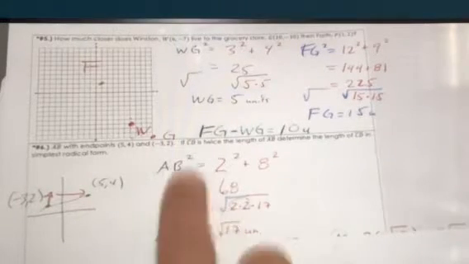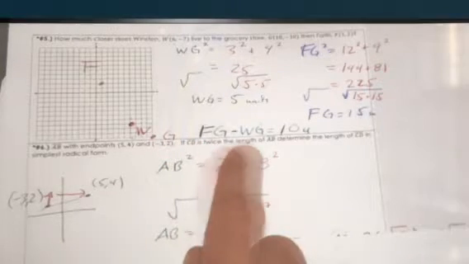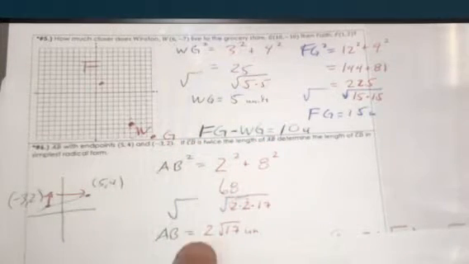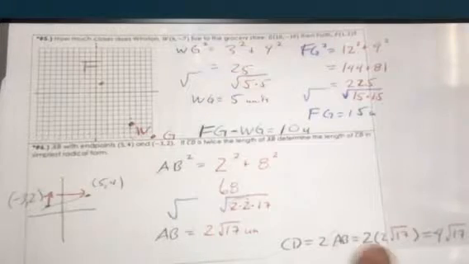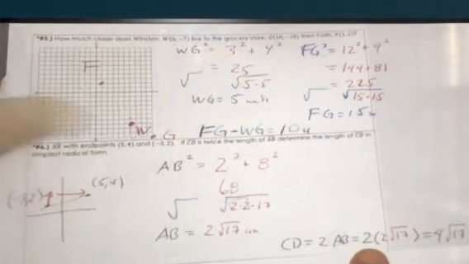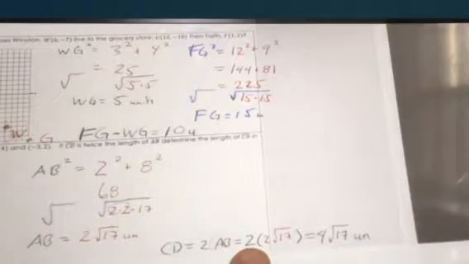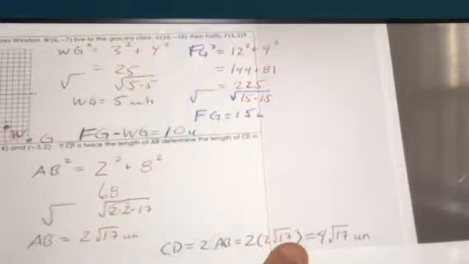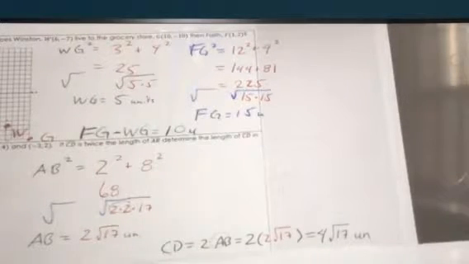Now to figure out CD, we need to have it be twice the length of AB. So now we have to multiply this number by 2. So 2 times 2 radical 17. Don't touch the 17, it's under the radical. So leave the square root of 17 and say 2 times 2 is 4. This is 4 times the square root of 17. Great job. Let's do one more.